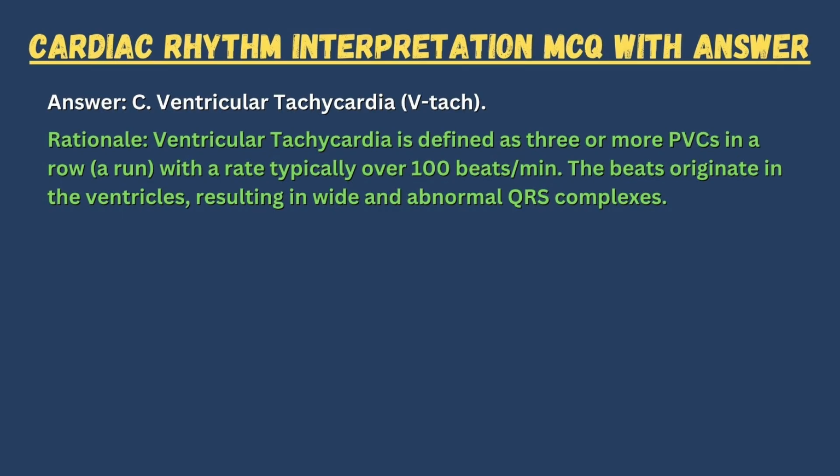Ventricular tachycardia, V-Tach. Rationale. Ventricular tachycardia is defined as 3 or more PVCs in a row or run, with a rate typically over 100 beats per minute. The beats originate in the ventricles, resulting in wide and abnormal QRS complexes.